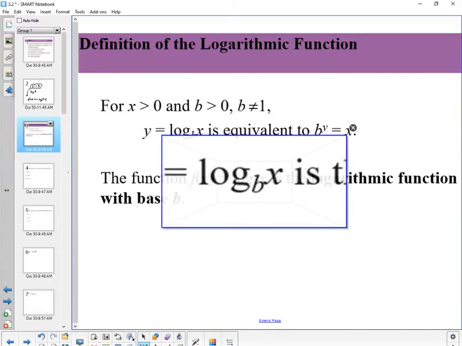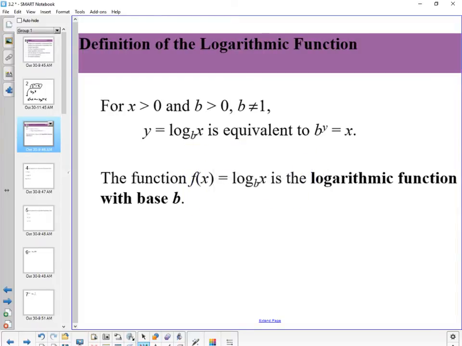So, here's what I want to point out. This is a function, log base b of x. And that's actually the way you write it, or you word it out. It's a logarithm function whose base is b.